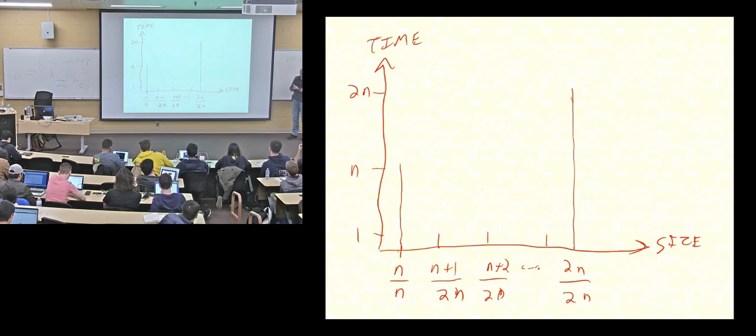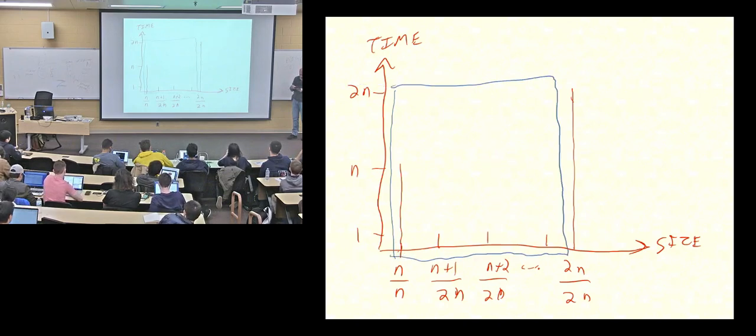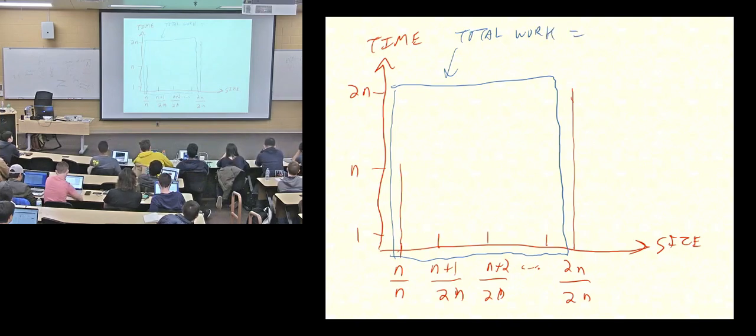From right before I had to grow it until right before I had to grow it again, what happened in here? How much total work is in that box? It's n plus 1 plus 1 plus 1. How many of those ones are there? There's n of them, equals 2n. So my total amount of work was 2n.